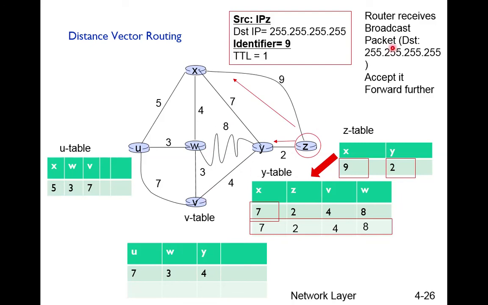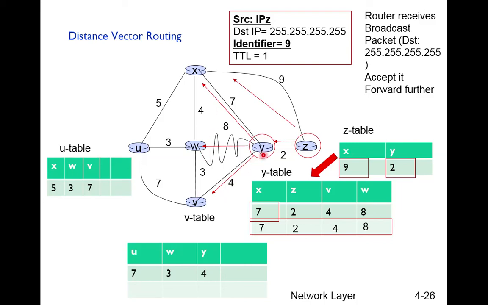And again, the message will be broadcasted. Its destination address will be 255. Its source address will be IPY. Its TTL will be 1. Why? Because y wants this message to be sent only to neighbors and not forwarded further. Now y will send this table to its neighbors. So who are its neighbors? These are z, x, w, v.